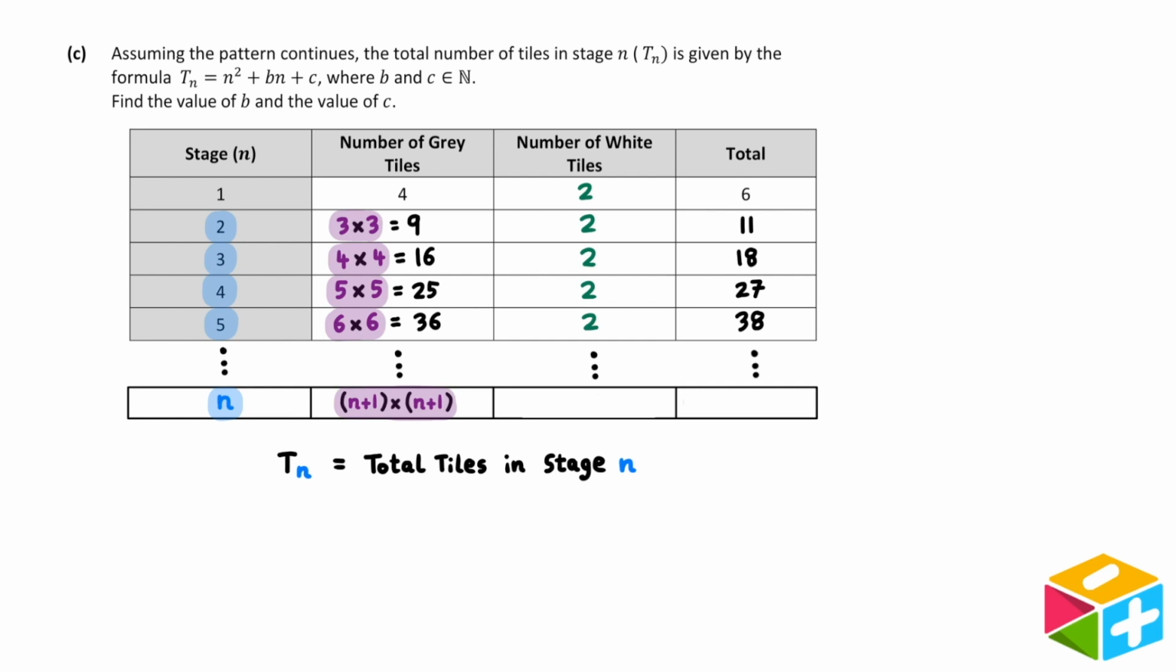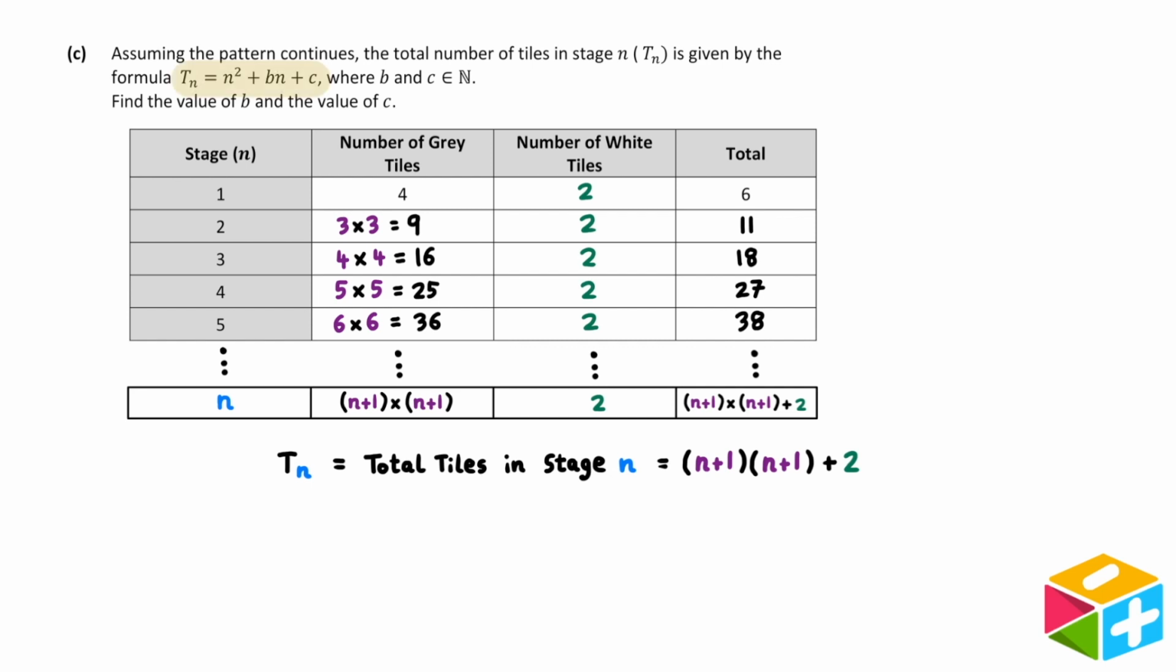The number of white tiles is a bit easier. It's 2 in every single stage, so there'll be 2 white tiles in stage n. The total number of tiles can be found by adding these 2 numbers together. So, we found an expression for the total tiles in stage n. It's n plus 1 times n plus 1 plus 2.